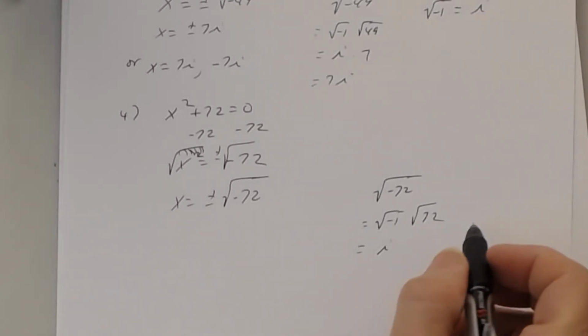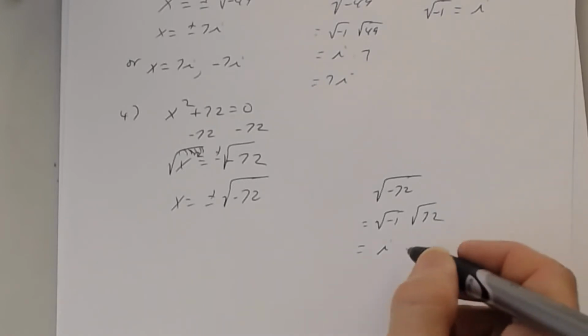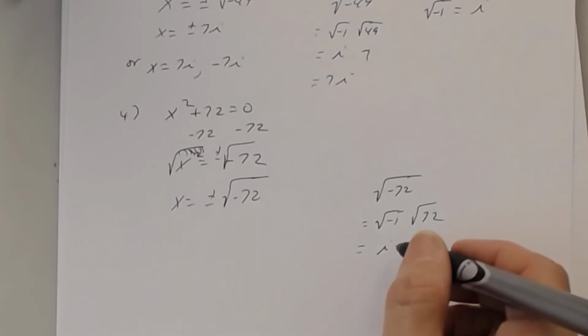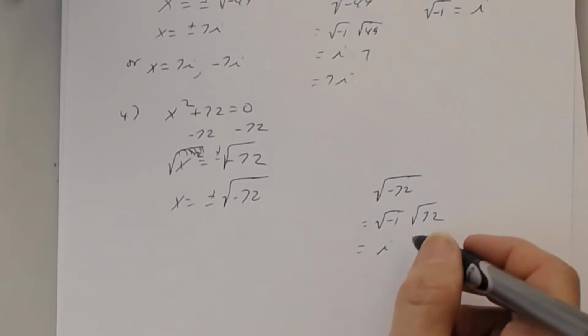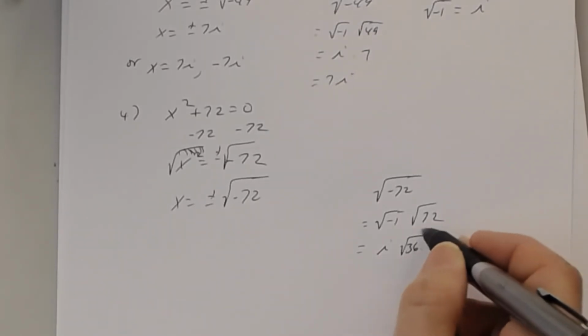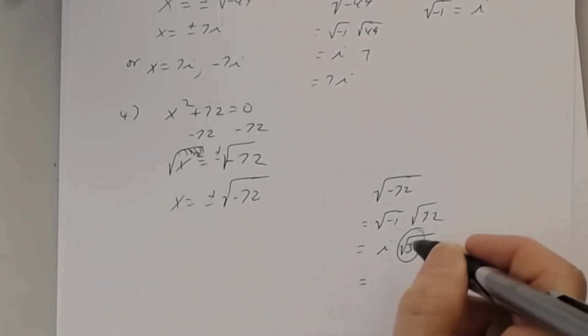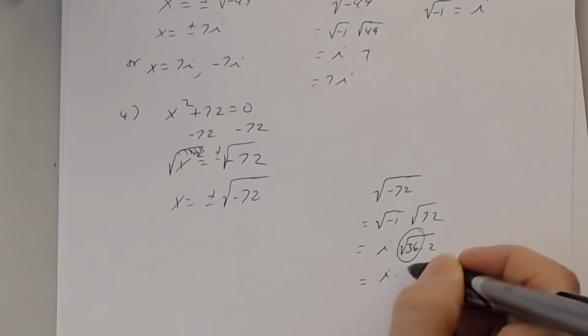Now let's talk about 72. Can I simplify the square root of 72? Why? 36 is a perfect square that goes into 72, and always use the largest. So that's 36 times 2. And what's the square root of 36? So I'm going to write it like this for right now. So that's i times 6 square root of 2.